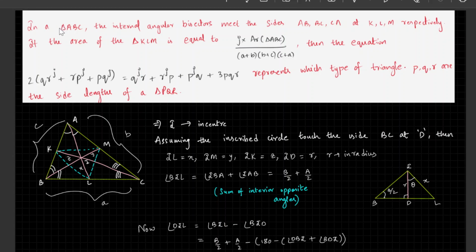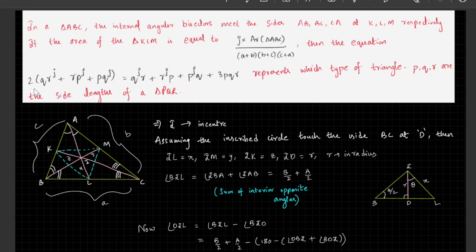So we can see the question here: in a triangle ABC, the internal angular bisectors meet the sides AB, BC, CA at K, L, M respectively. So this is a triangle ABC and the internal angular bisectors meet at K, L, M. Fine. If the area of the triangle KLM is represented as J times the area of triangle ABC divided by (A plus B)(B plus C)(C plus A), where A, B, C are the side lengths of the triangle ABC.